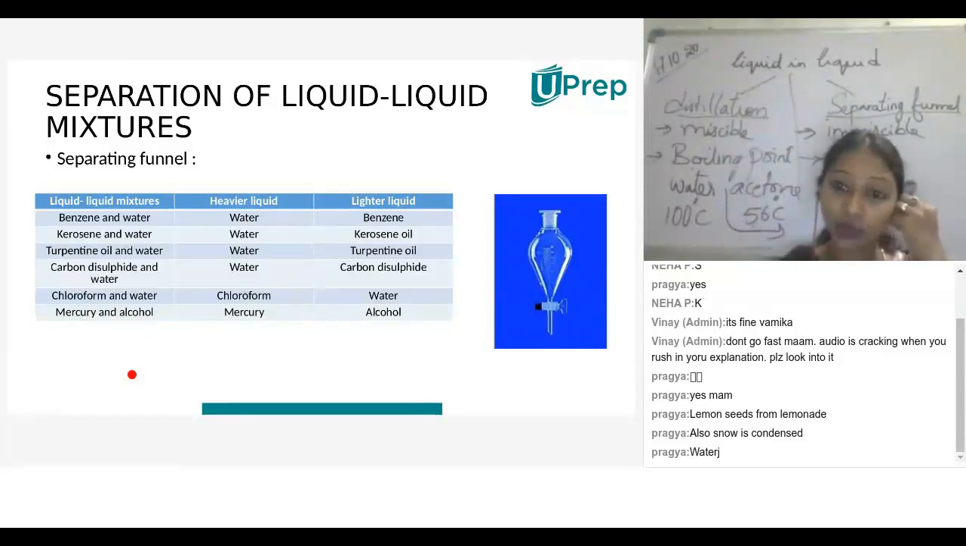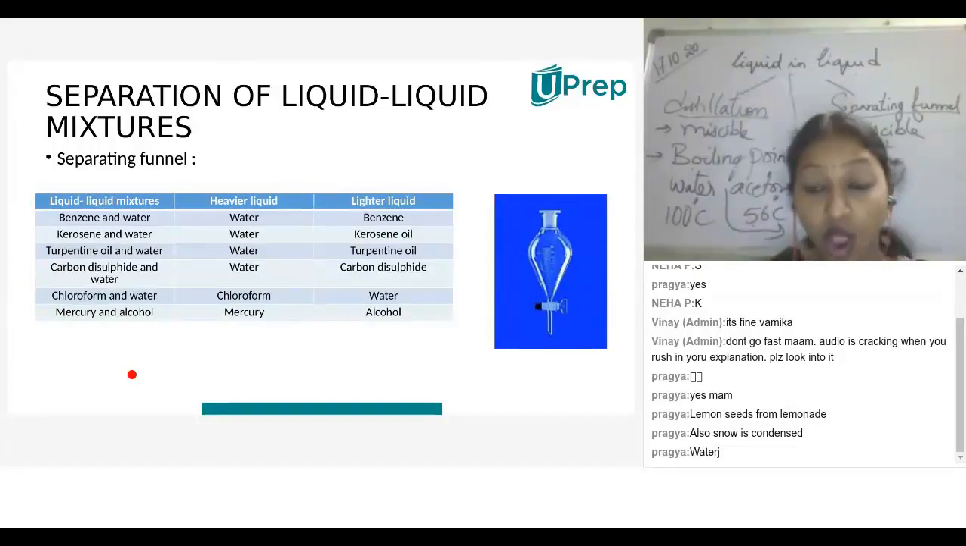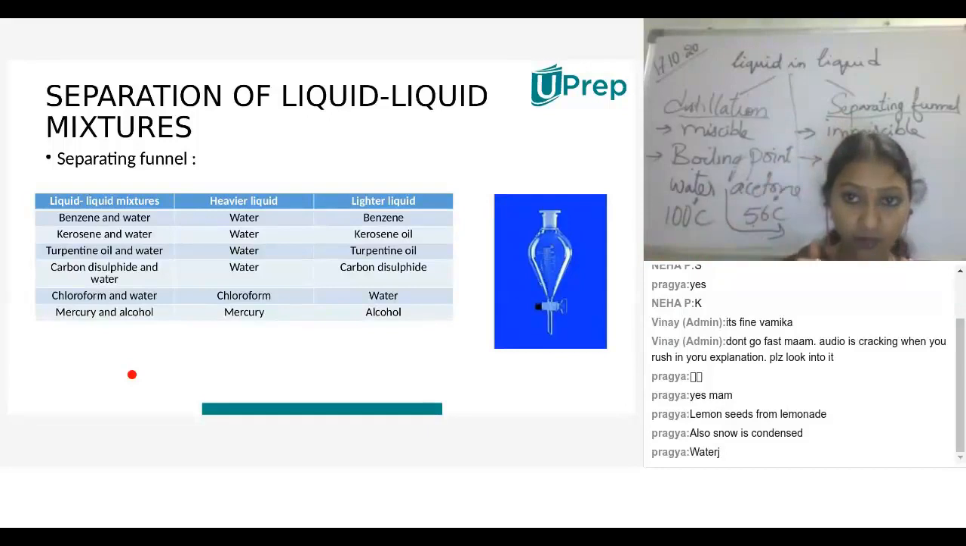The heavier liquid will be present at the bottom. The lighter one will float on the surface of the heavier liquid. For example, if you pour a few drops of oil in water and mix continuously, we can see that oil floats on the surface of water. Water is heavier in density than oil, so oil is lighter than water. So water is present at the bottom and oil floats on the surface.